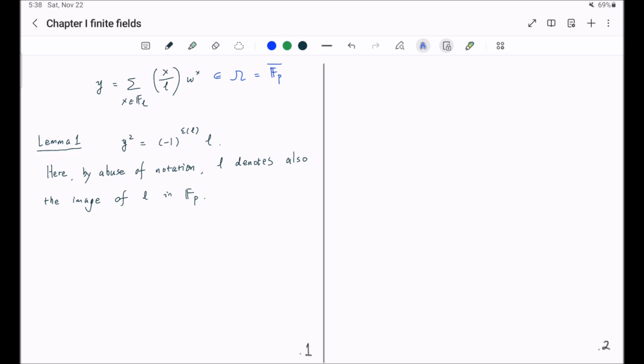The first lemma states that if we square the Gauss sum, then we will get something much simpler. Y squared is simply equal to -1 to the power epsilon of L times L. And here, by abuse of notation, L denotes also the image of L in Fp. So we are viewing this equation as something in the finite field Fp. So now let us prove this lemma.